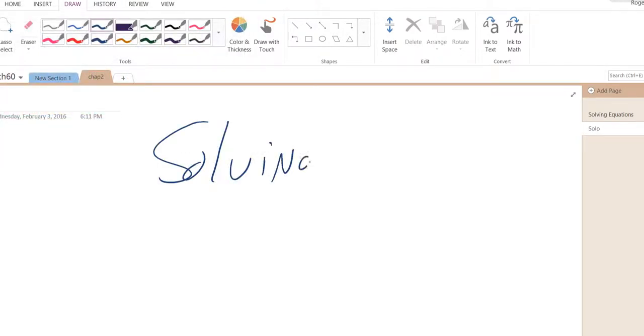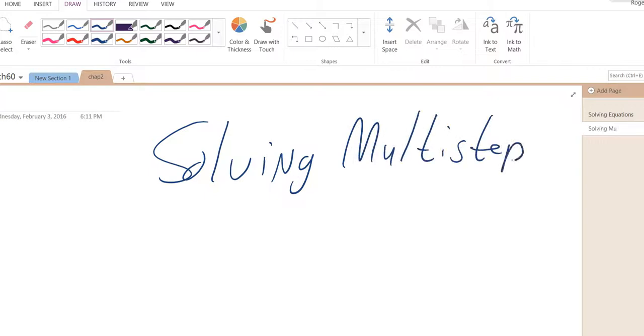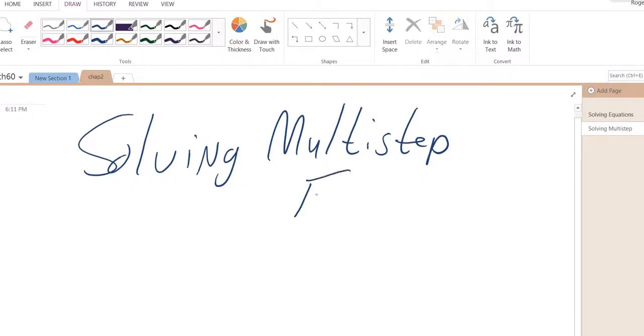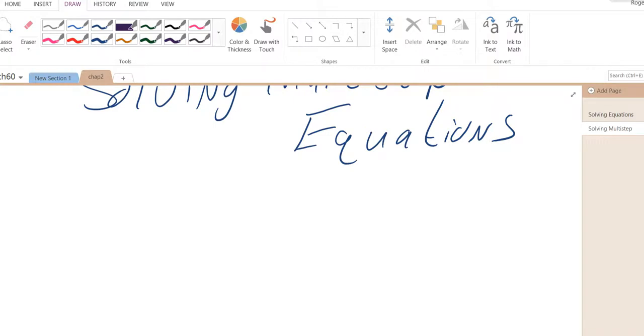Solving multi-step equations. Okay, so Monday we talked about just solving a normal equation, a single step, whether we add or subtract. We talked about unwrapping a box with a present in it, that kind of thing. Okay, talked a little bit about doing the reverse of PEMDAS. So we'll talk about that a little bit more tonight.